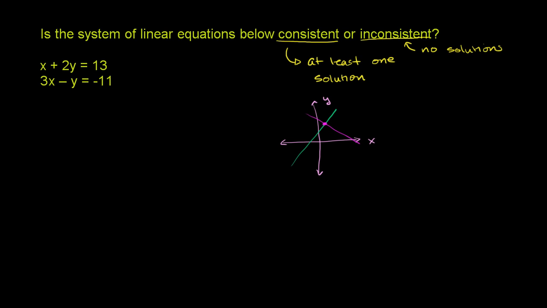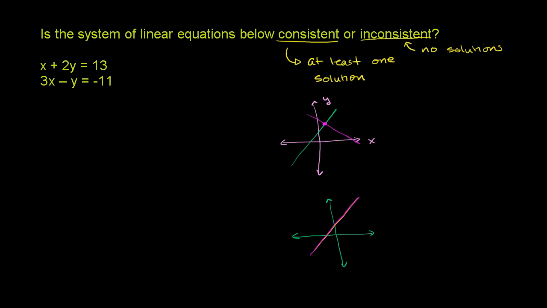Another consistent system would be if they're the same line, because then they would intersect at an infinite number of points. Let's say one of the lines looks like that, and the other line is the exact same line, right on top of it. Those two intersect at every point along those lines, so that also would be consistent.